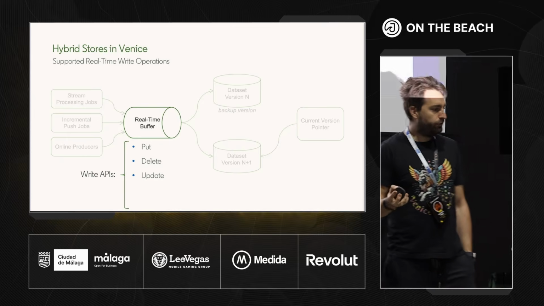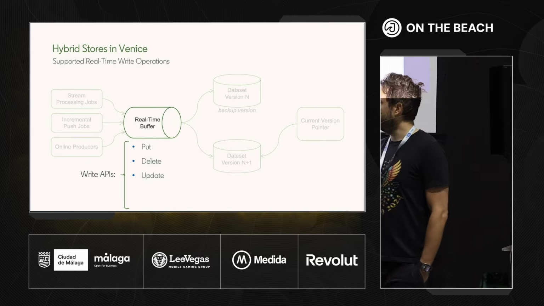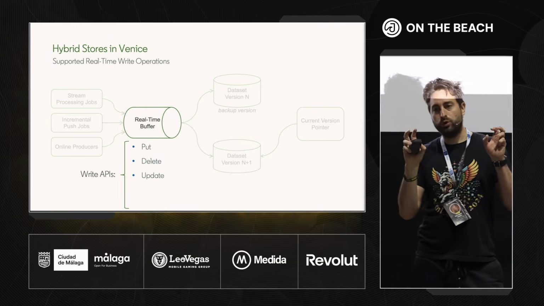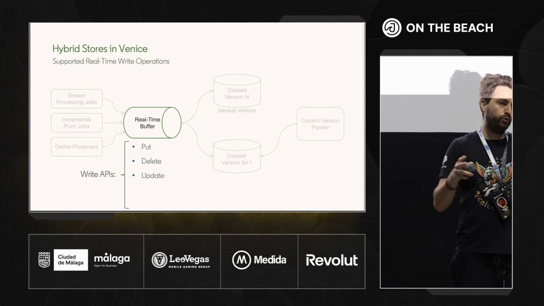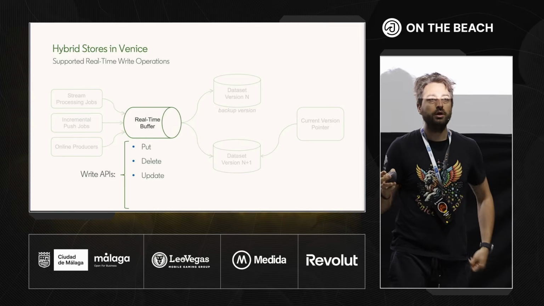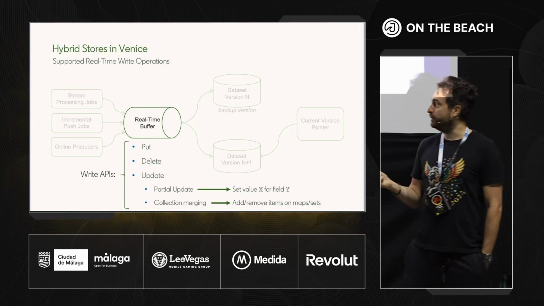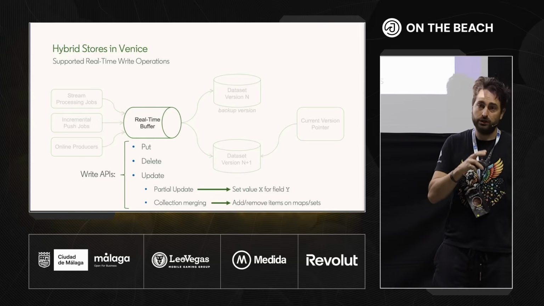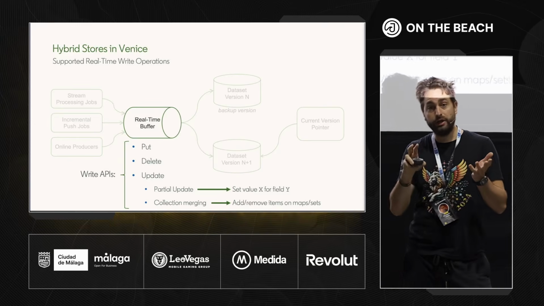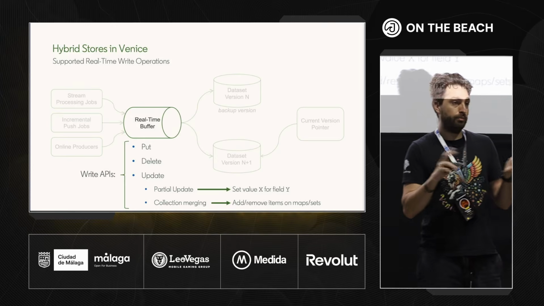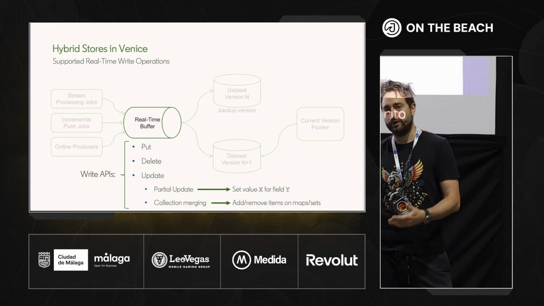In terms of write operations that we support, we have put, delete, and update. Put and delete are what we can call full row operations. So, for a given key, change the content of the whole row, or for a given key, delete that row. Whereas update operates at a more granular level, as you might expect. You can, for a given key, update the value of some of the columns only. Or if these columns are nested collection types, like maps or sets, you can manipulate the content of these collections, like add items into them, remove items from them.